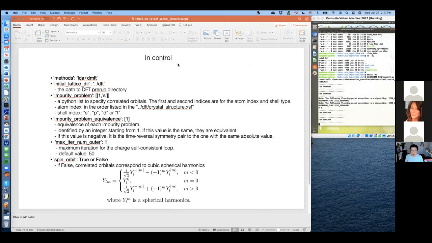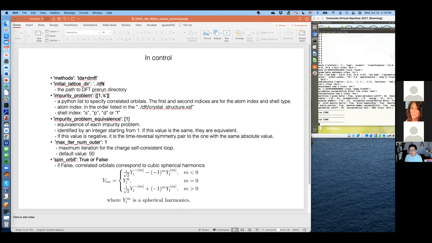Okay, so in the control dictionary, we have many different Python dictionary keys, and you should provide the values. The first key is the method, but as I told you, there are four different methods, which are DFT, qsGW, LDA plus DMFT and qsGW+DMFT. In this case, it should be LDA plus DMFT. The second important key is initial lattice directory. We should provide the path to the DFT pre-run. In this case, go up one, to the parent directory, and there will be the DFT directory. So you can provide it in this way.